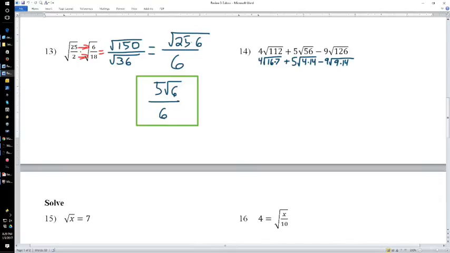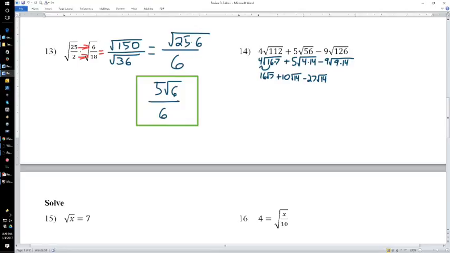So here we go. The square root of 16 is 4 times the 4 out front, turns it back into a 16, so that's 16 on the square root of 7. Square root of 4 is 2 times the 5 out front, that's 10 on the square root of 14. Square root of 9 is 3 times the 9 out front is 27, so that's negative 27 on the square root of 14. And hopefully you've already realized that you can't connect the first one, but you can connect the second two because they have the same radical.